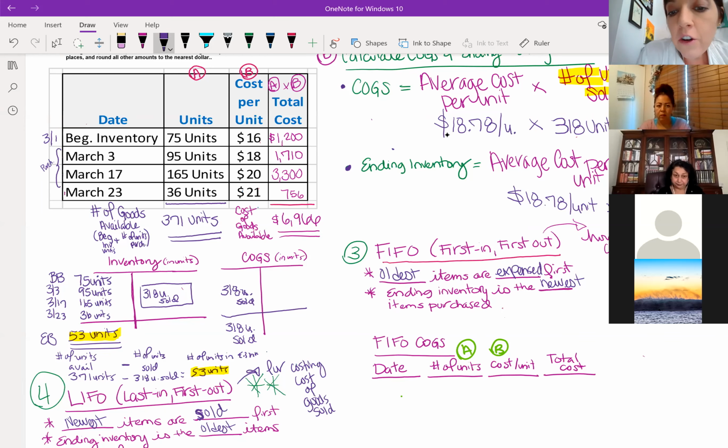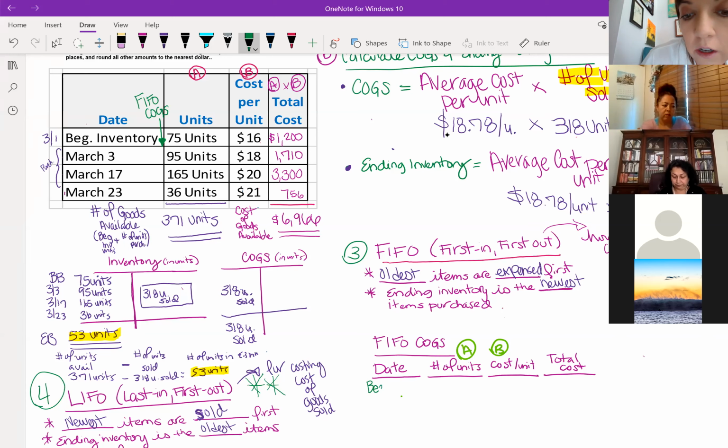So for FIFO, first in, first out, for costing cost of goods sold, we're assuming that the oldest items in inventory are expensed first. We start from the top and work our way layer by layer towards the newer items. Did we sell at least 75 units this month? Yes, we sold 318. So we're going to expense all of beginning inventory.